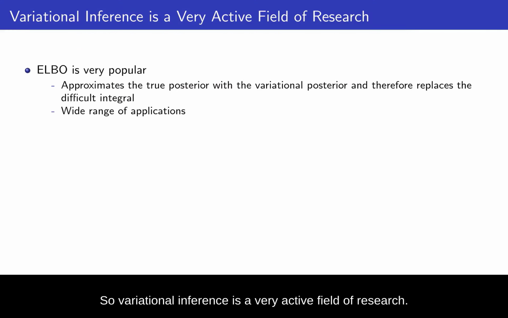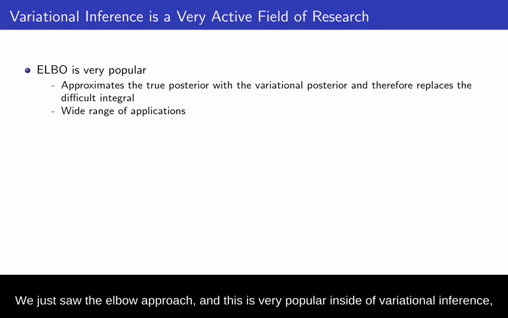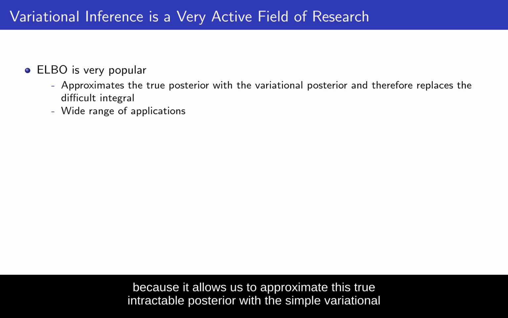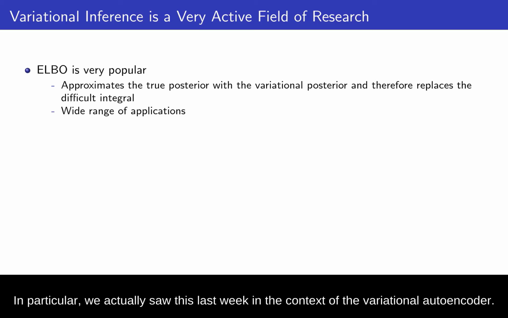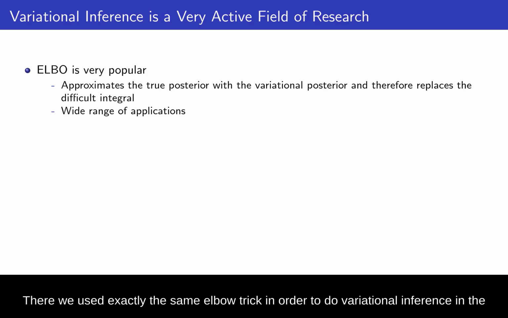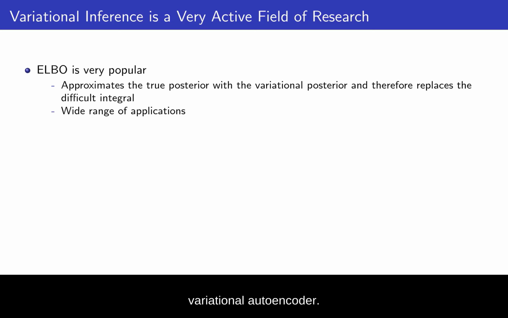And then we can get nice, proper uncertainty estimates for neural networks. Okay, so variational inference is a very active field of research. We just saw the ELBO approach, and this is very popular inside of variational inference because it allows us to approximate this true and intractable posterior with the simple variational posterior, and therefore replaces this difficult integral. This approach also has a wide range of different applications. In particular, you saw this last week in the context of the variational autoencoder. There we used exactly the same ELBO trick in order to do variational inference.